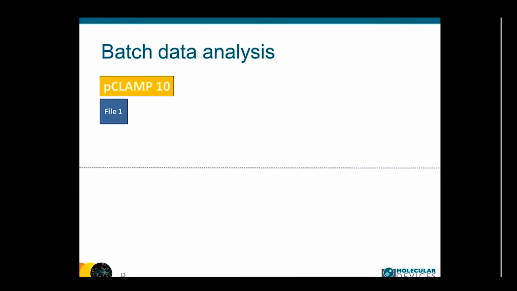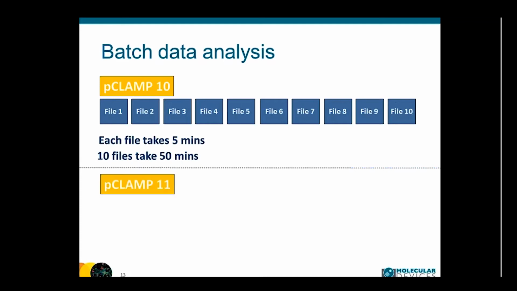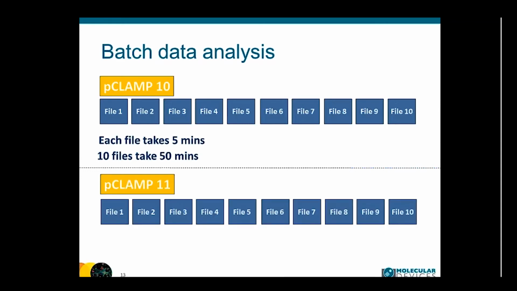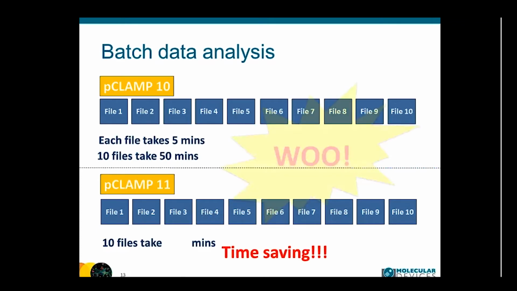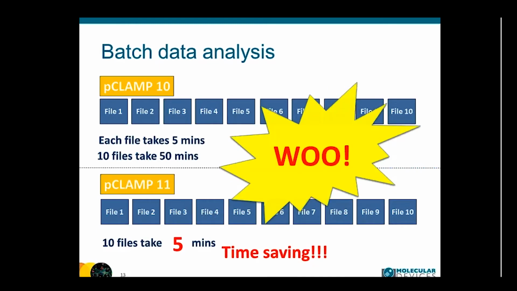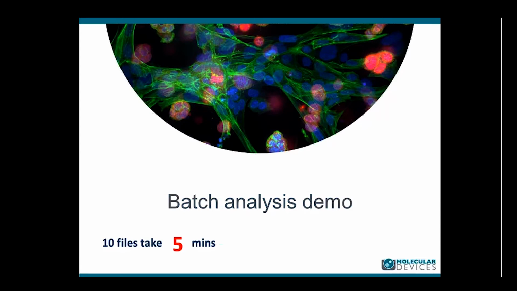In pCLAMP 10, if you analyze 10 files, file 1 to file 10, and each file takes 5 minutes, that means 10 files take 50 minutes. A simple calculation. Now in pCLAMP 11, you can open 10 files at the same time, and you just do it one time. 10 files take 5 minutes, and it saves you a lot of time that you can do something else, right? I believe that you agree that it's a wow feature. Now let me show you the demonstration for that.